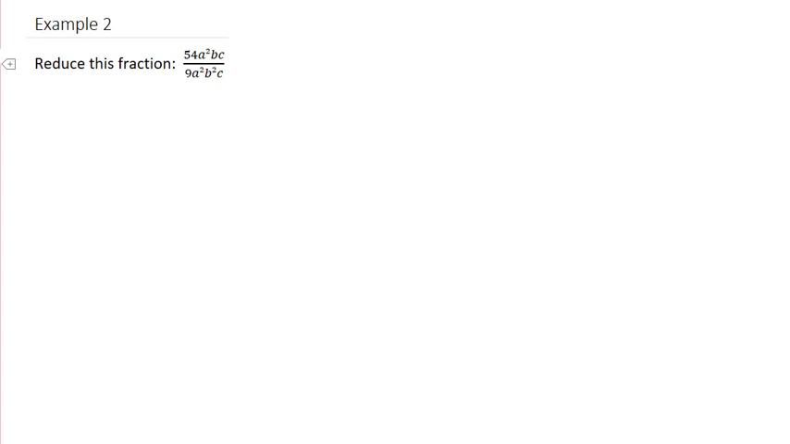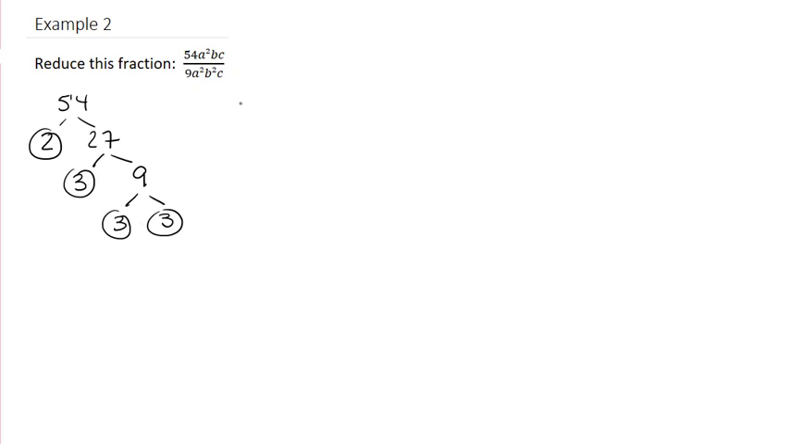So let's reduce the following fraction: 54 a to the second bc over 9 a squared b squared c. So let's look at 54. 54 can be divided by, let's say, 2. So 2 can go into 5 2 times. We're going to put the leftover 1 there, and then we get 2 can go into 14 7 times. So now we have 27, which can be divided by 3. So 27 divided by 3 is 9, and then 9 can be divided by 3 and 3. So now we have our prime factorization of 54.